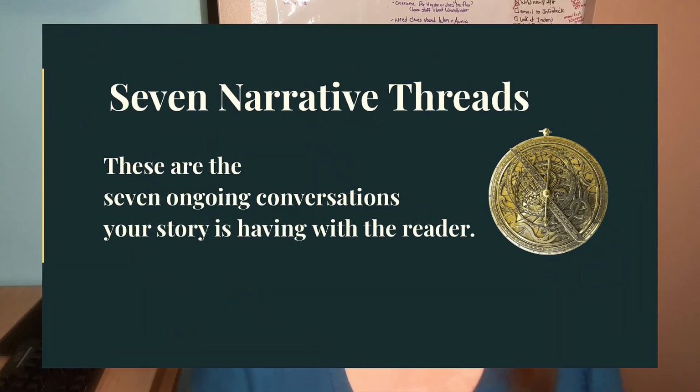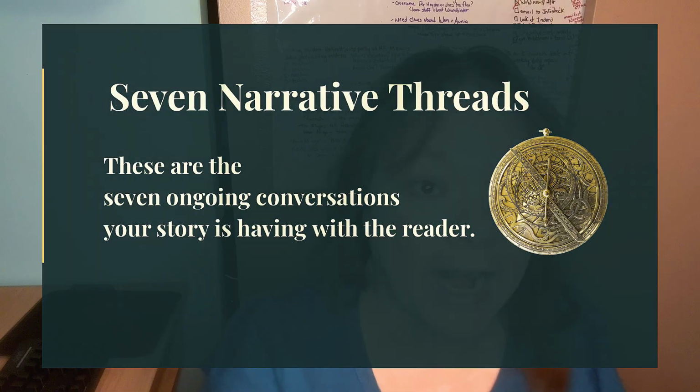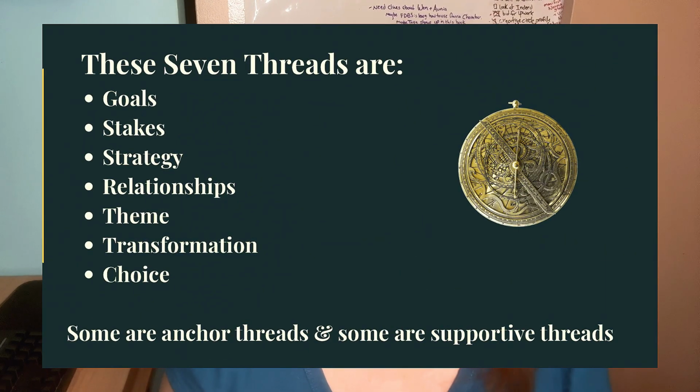I want you to instead imagine your story as a tapestry being woven. There aren't just one or two threads running through it, there are seven. And I like to call them the seven narrative threads. These are the goal, the stakes, the strategy, relationships, theme, transformation, and choice. And these aren't seven separate stories. They're seven ongoing conversations that your story is having with your readers.